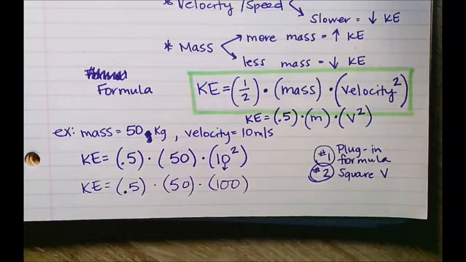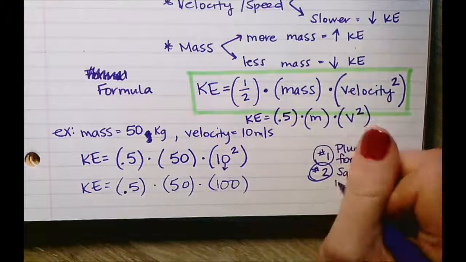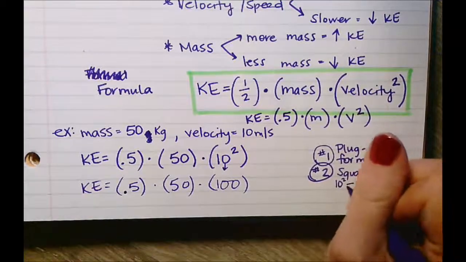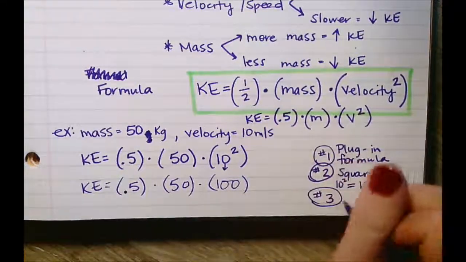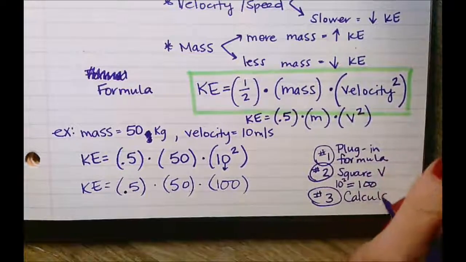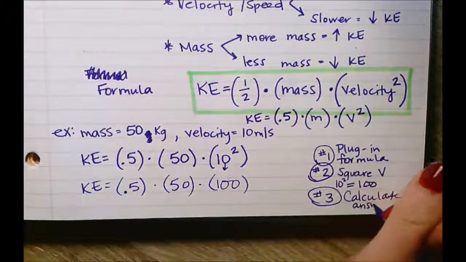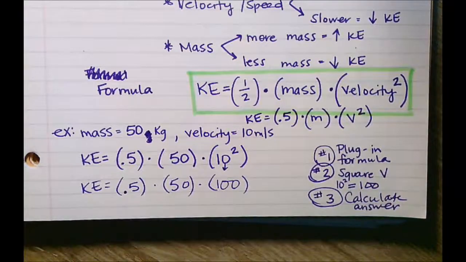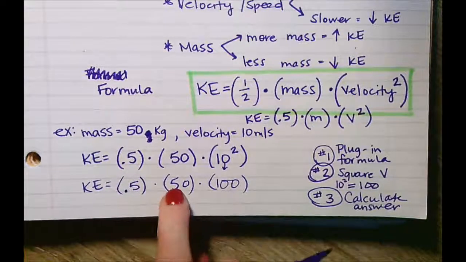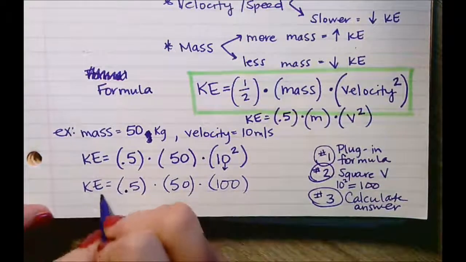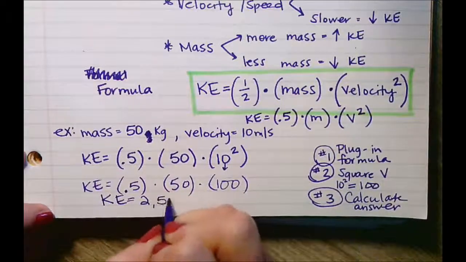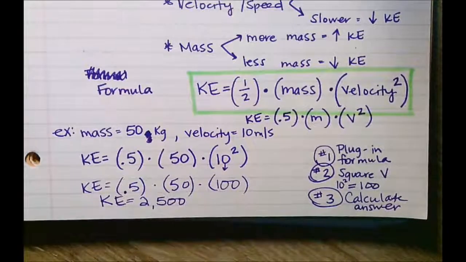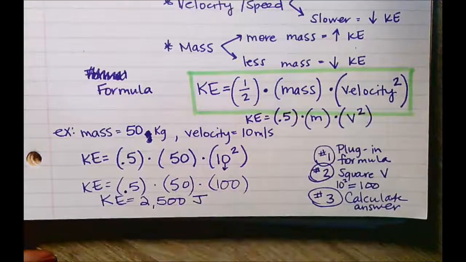Once we square the velocity, going from 10 squared equals 100, we go to number 3, which is calculate our answer. The way we would do that is 0.5 times 50 times 100, and we know that equates to 2,500. And then the unit that we would use is our unit for energy, which is joules. So we would write a capital J.